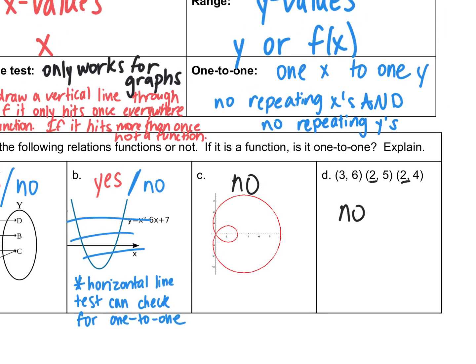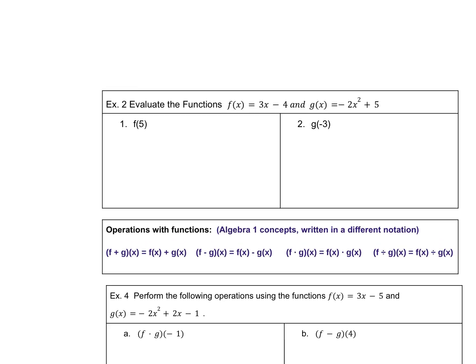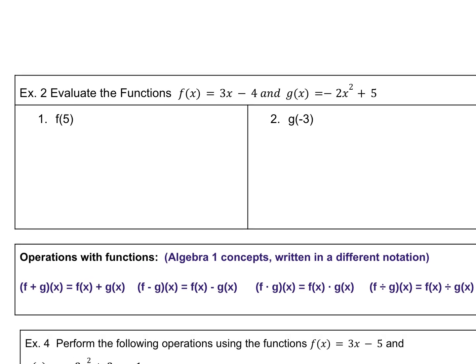Okay, hopefully you thought this was pretty straightforward. Let me know if you do have a question on it. Don't be shy, okay? This is kind of like the warm-up that we just did. So again, I'm going to let you work with your table here. I want you to do 1 and 2, finding f of 5 and g of -3.